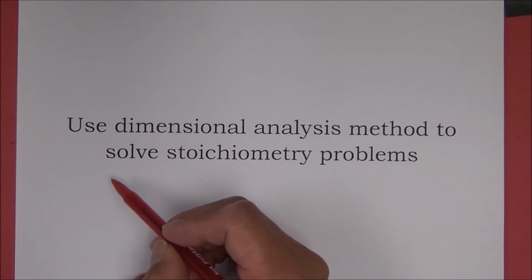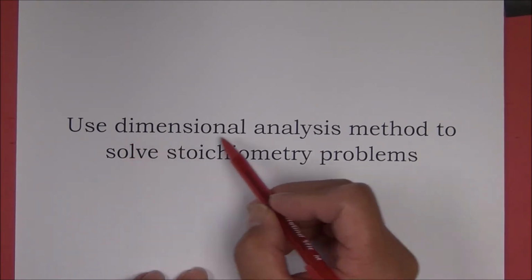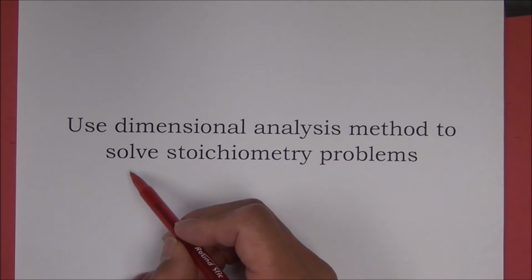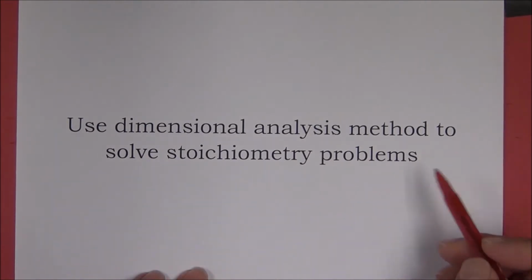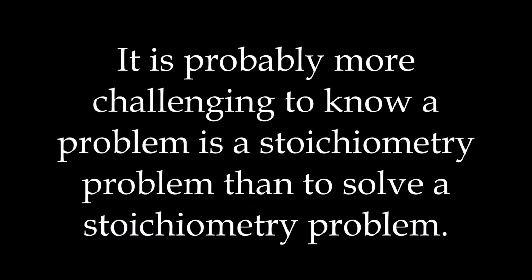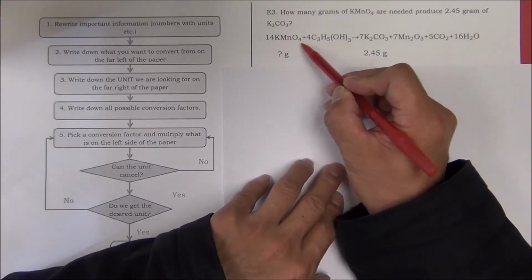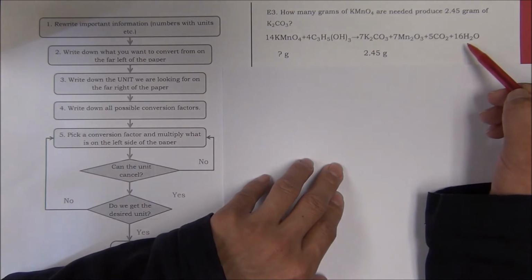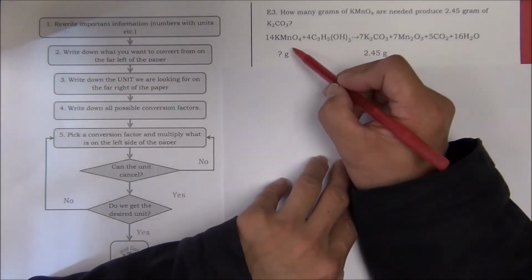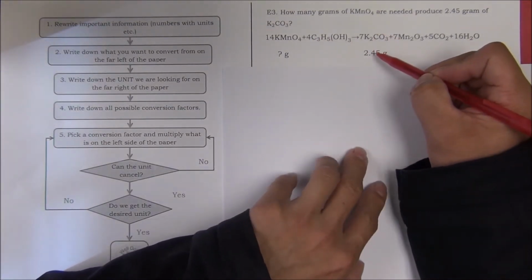Today, I'm going to teach you how to use the dimensional analysis method to solve stoichiometry problems. If a chemical equation appears in your problem, always use the chemical equation to organize the information.